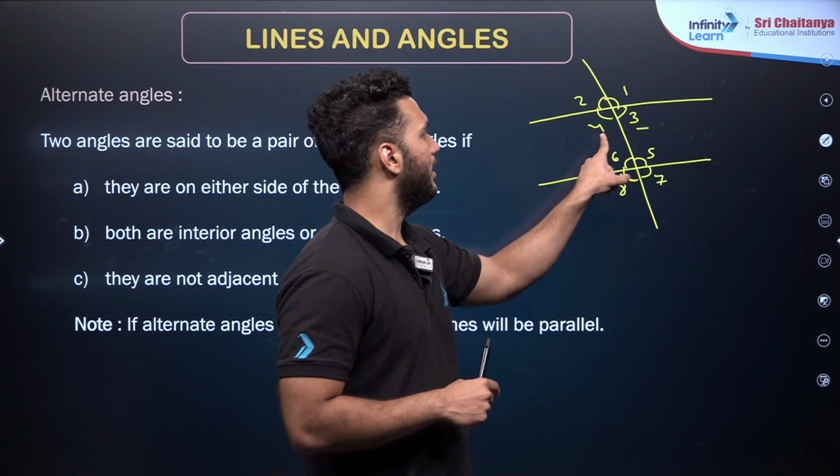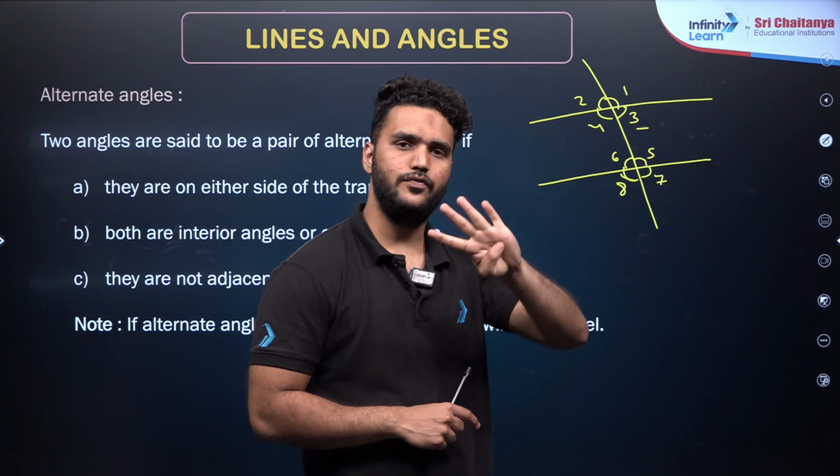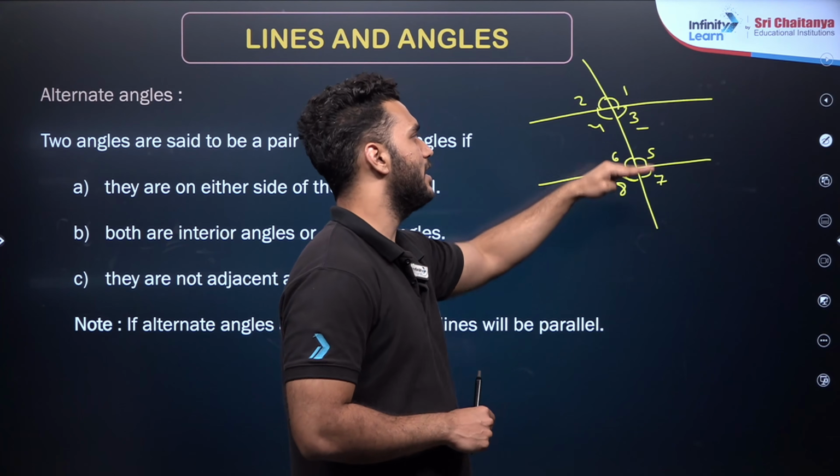Angle 3 is interior, angle 4 is also interior, angle 6 is interior, angle 5 is also interior. We have 4 interior angles. They are inside of these two lines.